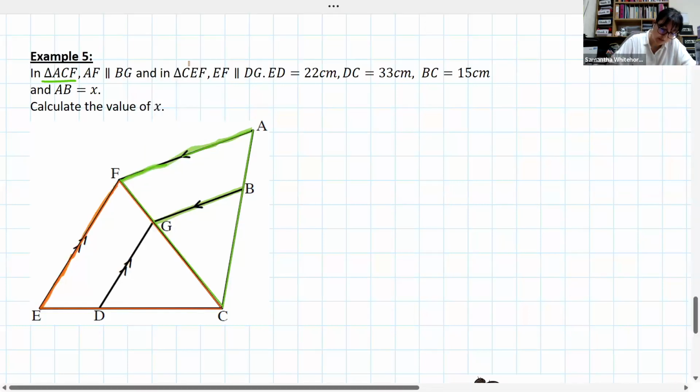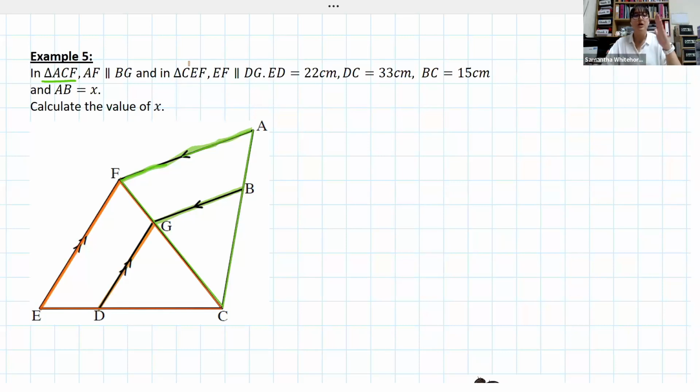Now they're in two different colors because not all of these parallel lines are parallel to each other. Sounds like a lot of words, but we've got two sets of parallel lines that are clearly much steeper than the next set of parallel lines. So we need to be careful.